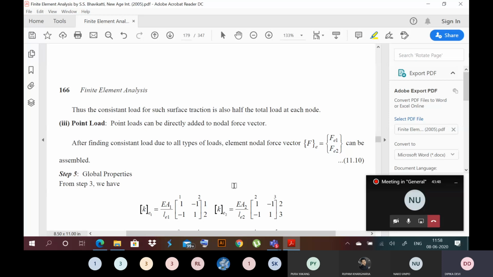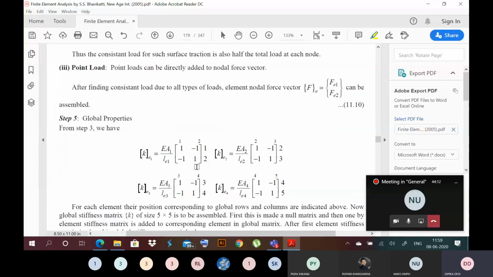Now next is the point load. The point load will be directly added to the nodal force vector because a point load will act only at the nodes. There should not be any point load anywhere along the element. Wherever there is a point load, you have to place a node. Therefore, point load will always be in terms of nodal load. So we don't have to do anything with that. We can directly incorporate them into the vector.